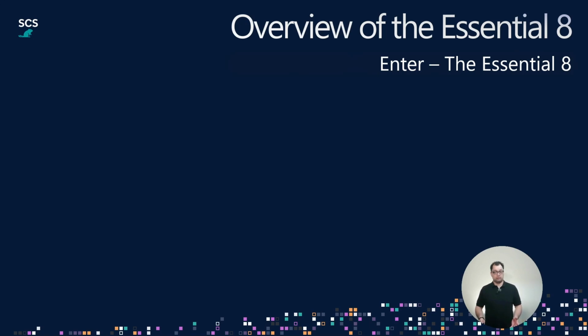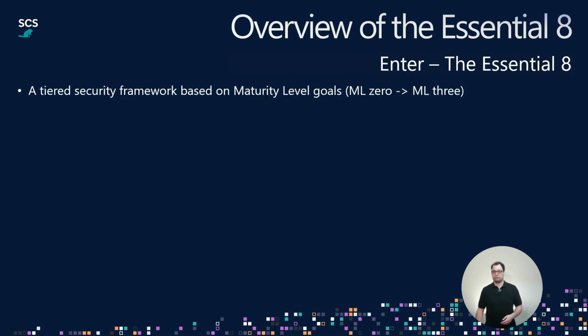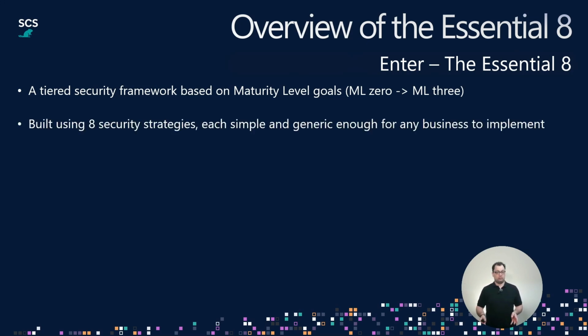Following on from the last video, let's go through why the Essential 8 meets our requirements as a small business. The Essential 8 is a tiered security framework. You start at maturity level 0 and can work your way up to maturity level 3. There are 8 strategies in the Essential 8, which are each simple and generic enough for any business to implement.